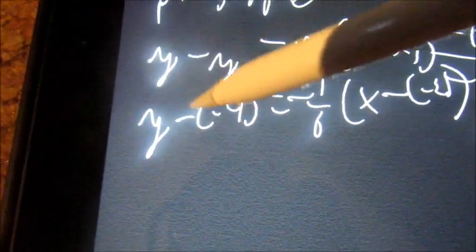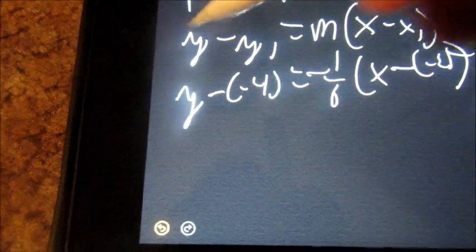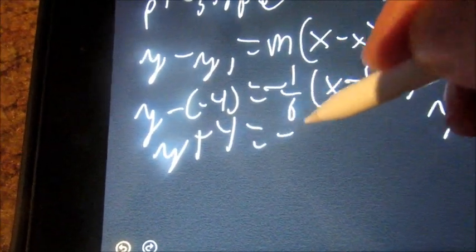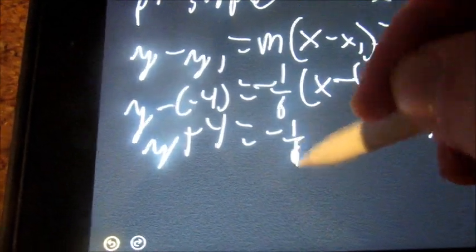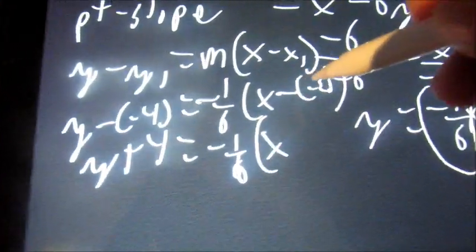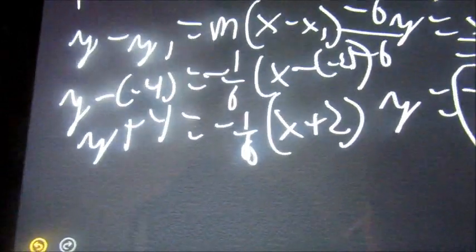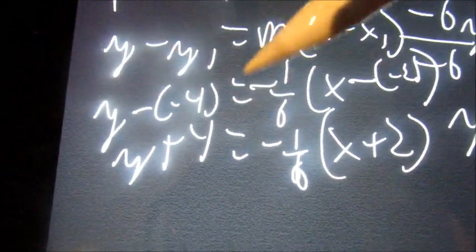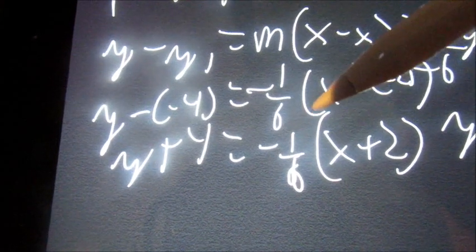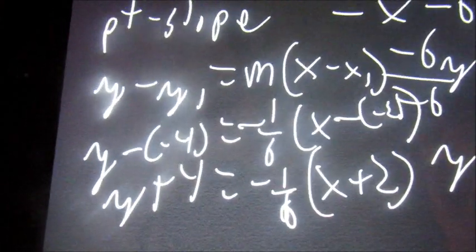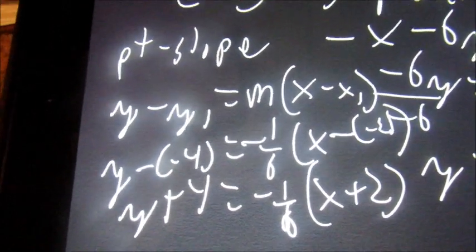Now I do have to work through the minus here. So this becomes y plus 4 equals negative 1 over 6 in parentheses x, negative of negative 2 is plus 2. And this is how you're going to leave it. y plus 4 equals negative 1 over 6 in parentheses x plus 2. Leave it in this form because that's what it's asking for.